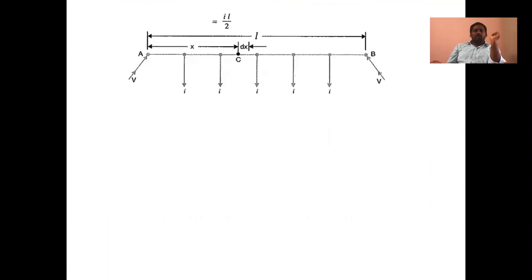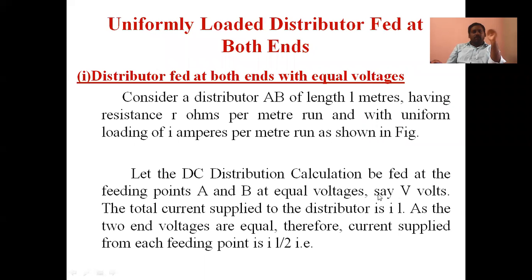So for this equal voltage, see here, this is a distributor AB, and these are the equal voltages V and V, and the load is uniformly distributed. That's why same current is there at each point. So here, important one: let the DC distributor be fed at the feeding points A and B at equal voltages, say V volts. The total current supplied to the distributor is I into L.